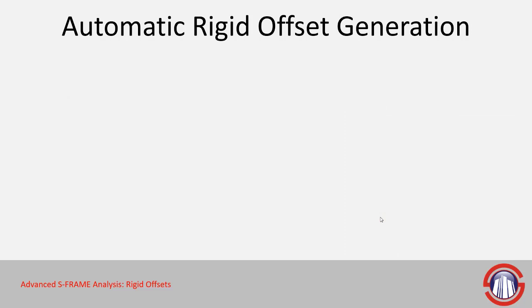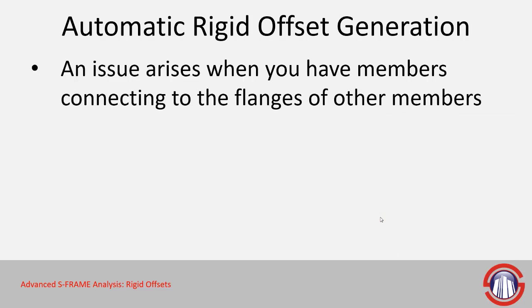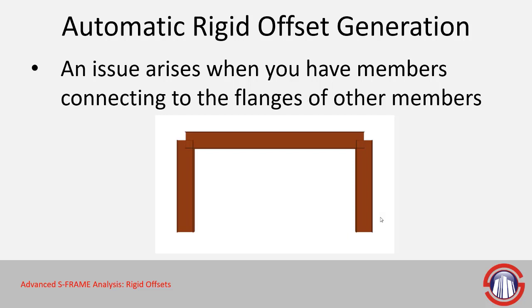This works fairly good for most applications, but an issue can arise if you have members that are connecting to the flanges of other members, or if you have large section properties relative to the length of the member. So if we use an example of a frame like we see here, but we have fairly large section properties, you'll notice that the members themselves will go until they hit the next member, basically. They go from joint to joint.